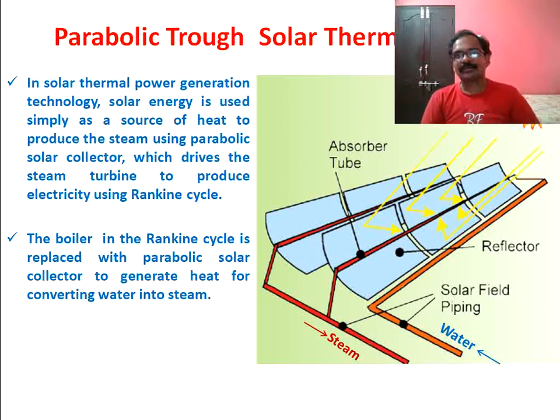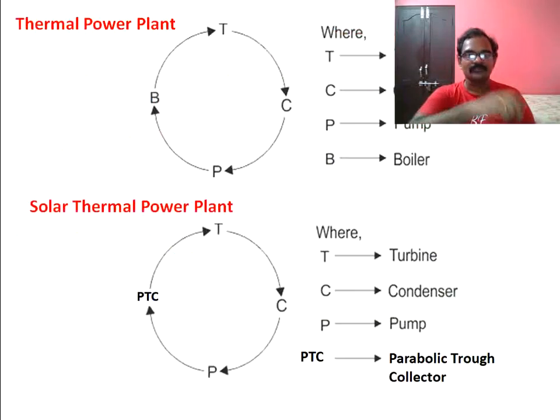Now, in this parabolic trough solar thermal power plant, the boiler in the Rankine cycle is replaced with the parabolic trough collector to convert the water into steam by utilizing the sun's energy. You can see it now. A thermal power plant has boiler, turbine, condenser and pump, which is called a Rankine cycle. Whereas the parabolic trough solar power plant uses parabolic trough, turbine, condenser and pump. That is, the boiler is replaced by the parabolic trough collector for converting the water into steam, and that's why there is no pollution. It's a 100% emission-free and eco-friendly system.